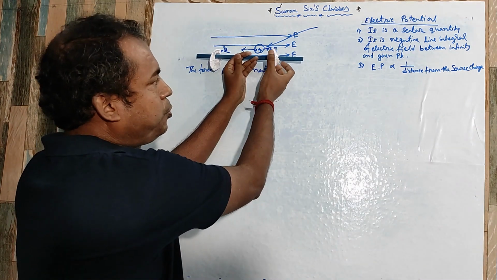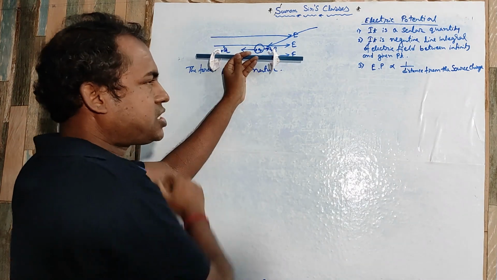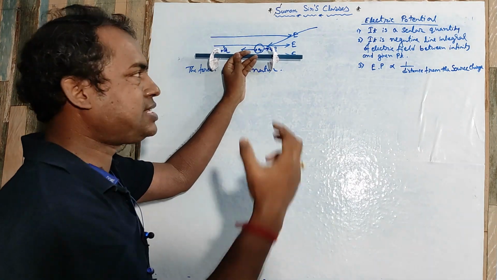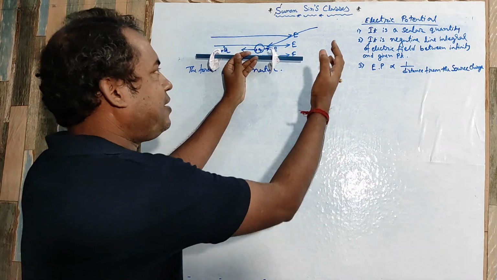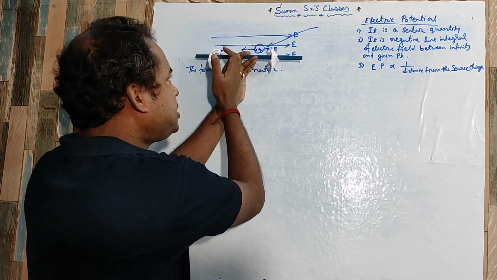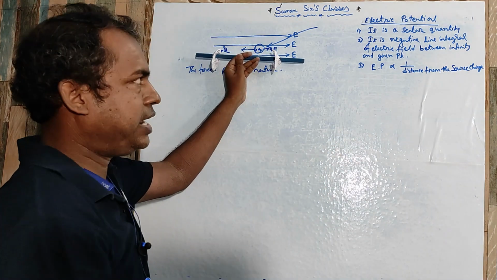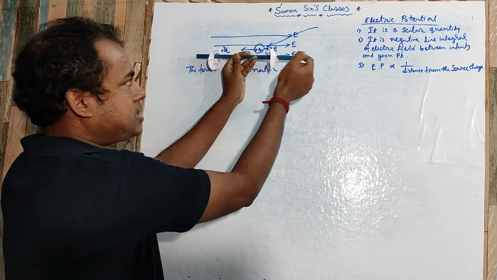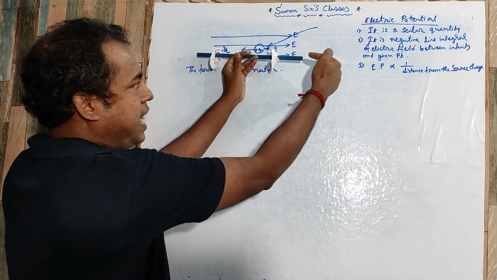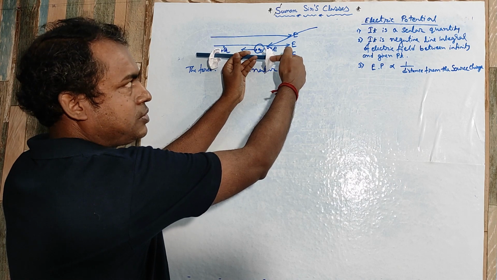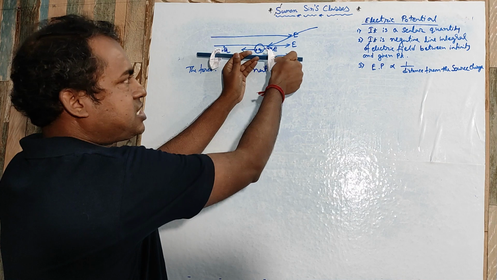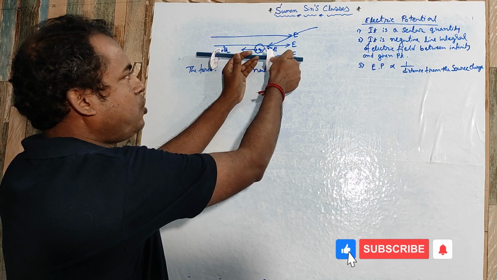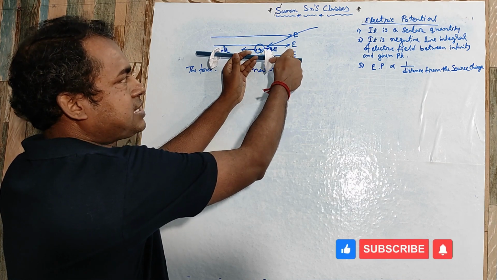If I want to move the test charge towards the source charge by using some external force, that external force acts in the opposite direction of the repulsive force. The repulsive force acts in the outward direction, but the external force acts in the inward direction. So when we want to move this test charge in the forward direction towards Q, we apply a force in this case just like that.